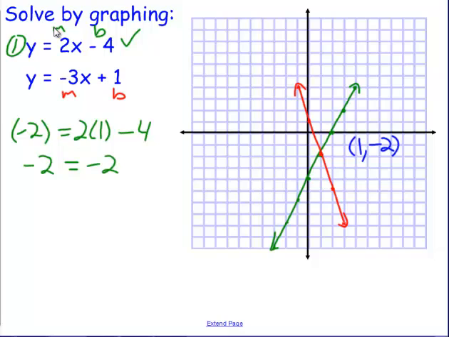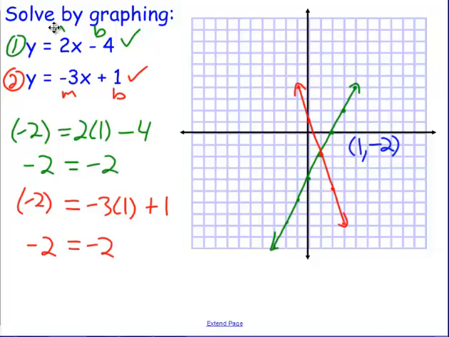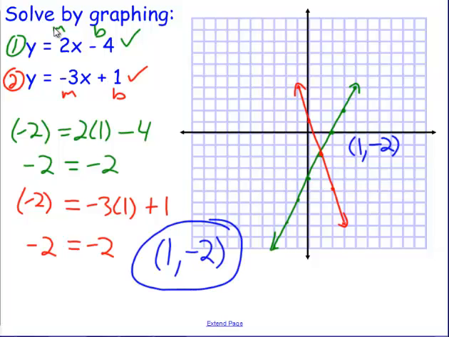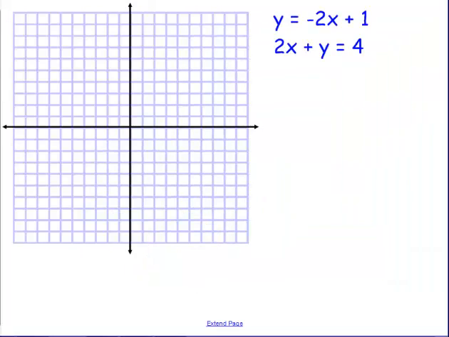I want to go back and check it in the other equation. Checking the second one, I'm putting negative 2 in for y, so I would have negative 2 equals negative 3, 1 in for x, plus 1, and you see that negative 2 does equal negative 3 plus 1, and they both do check out and they both do work. That takes you back to your answer. For this system, we would have a consistent independent system because we have 1 solution at the ordered pair (1, negative 2).